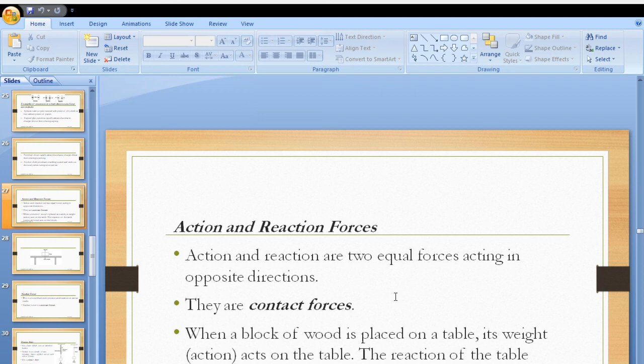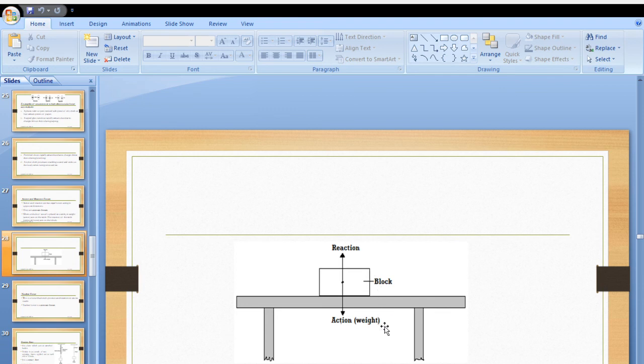So that is it. Let's look at another force here: action and reaction forces. Action and reaction are two equal forces acting in opposite directions. They are contact forces. When a block of wood is placed on a table, its weight acts on the table, so it's the action force. The reaction of the table, that is the opposite force, acts on the block, which is the reaction force. So like this one, you can see we have the block providing the action and the table providing the reaction force. So that is about action and reaction.